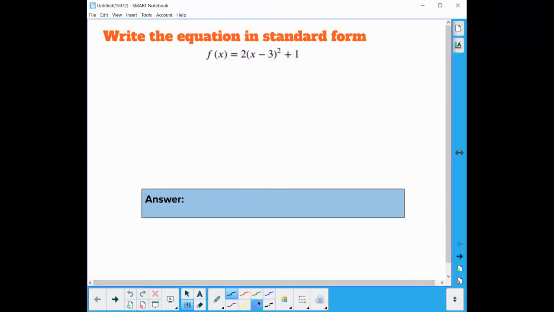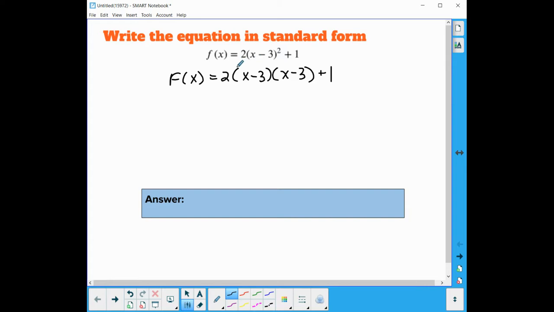All right, let's take a look at standard form and how to graph it. In this function, we're actually given it in vertex form, and they want us to write it in standard form. So step one is to recognize that squaring something really means to multiply it by itself. So I'm really doing x minus 3 times itself twice.